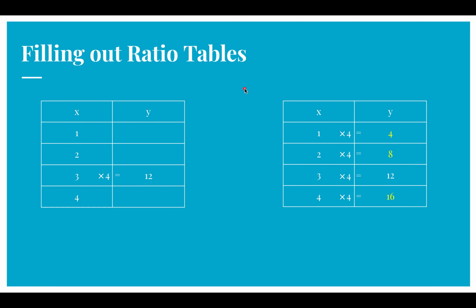So how do we fill out ratio tables? As you can see in this ratio table here, every y column value is missing except for this 12. And as you recall, this number has to be the same for every other value. So all we have to do is figure out this number by dividing y by x, and we get 4 because 12 divided by 3 is 4, and we use this value for every single one. So we had to multiply every single x value by 4 to get the y values. So we can see here 1 times 4 is equal to 4, 2 times 4 is equal to 8, and 4 times 4 is equal to 16. And that's how we get all the missing values.